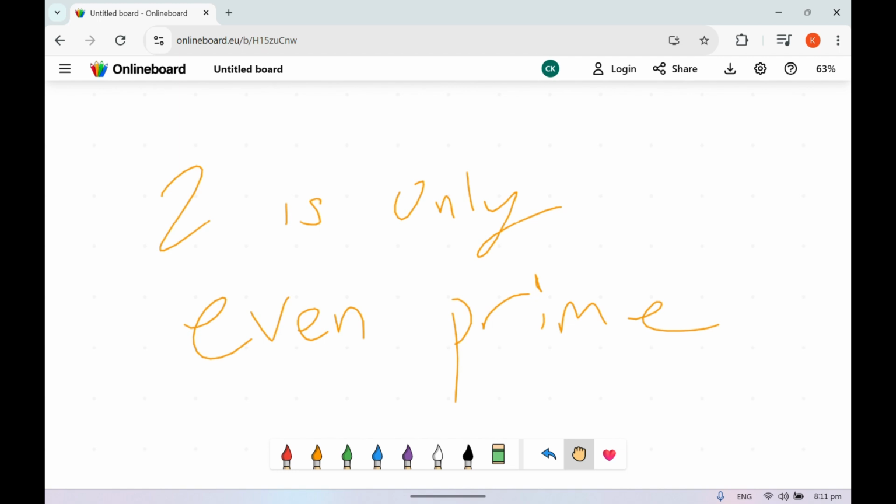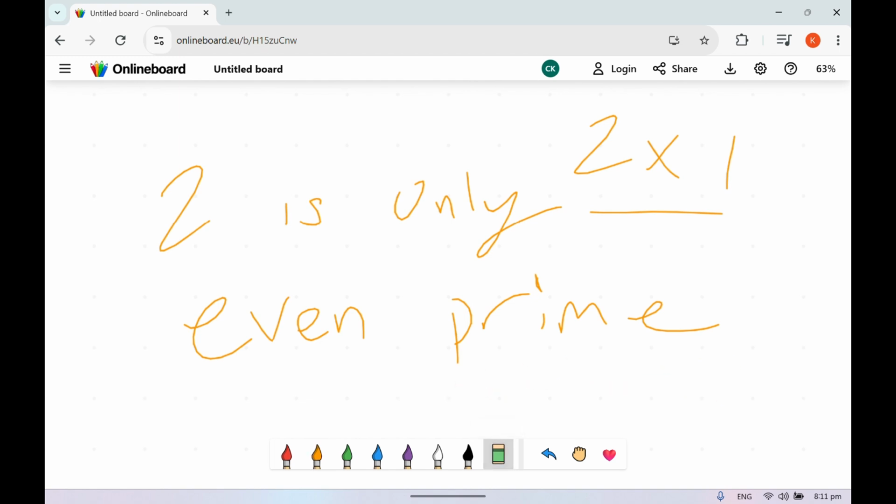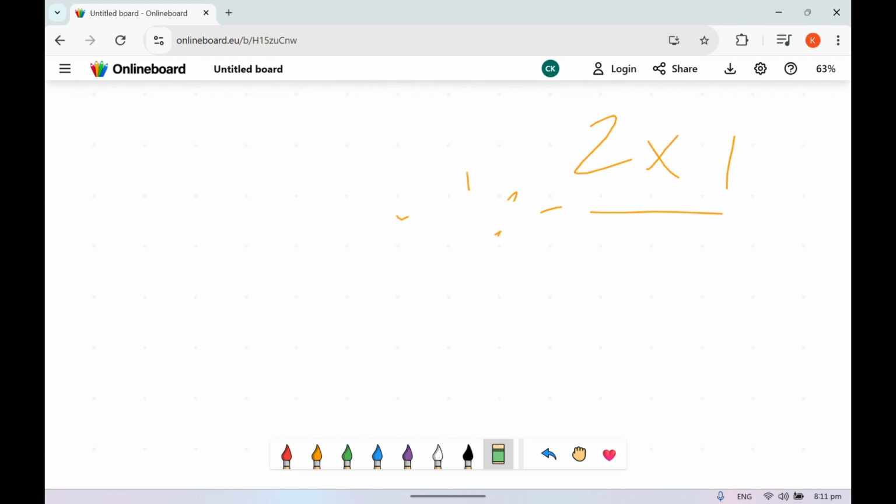But 2 is the only even number that's prime. Because 2 is an even number, which is 2 times 1. But it perfectly fits the rule of a prime number, right? And there's no other way, because 2 is so small that it itself is basically just the rule of even numbers, which can be divided by 2. So that's why 2 is the only even prime.